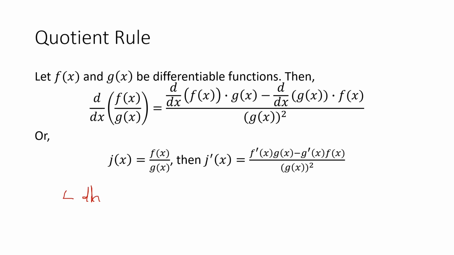So this is our denominator. This is our numerator. So low d high minus high d low over low low. This is the way that my calc teacher taught me it. Nice little mnemonic device. We have low d high minus high d low over low low. And you can't see me right now, but I'm doing a little hula girl motion with my hands because that's how the low low, that's how it sounds to me in my head.